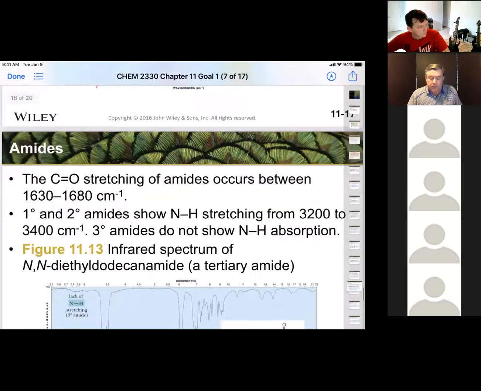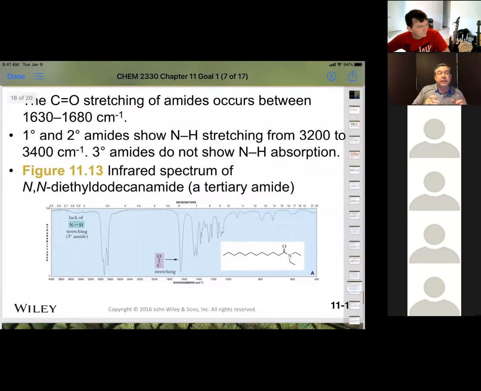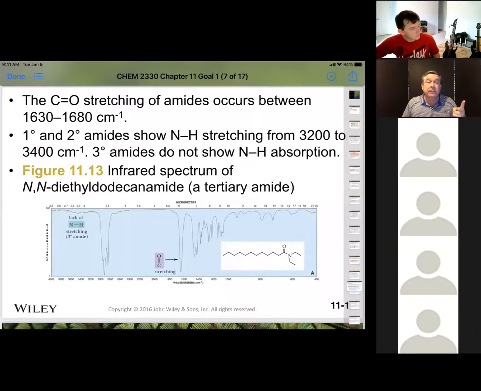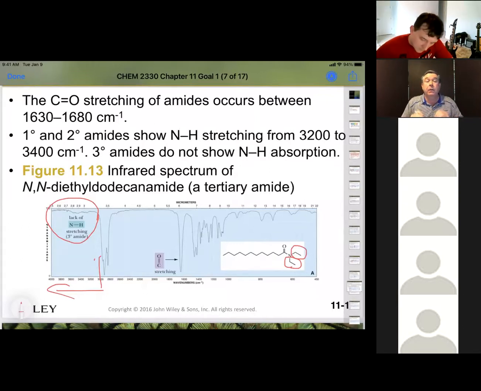Okay, so amides have a carbonyl bonded to a nitrogen, right? But it follows the same rules as the amines do. If it has 2 hydrogens on it, it'll have 2 peaks in the high range. If it has 1 hydrogen on it, it'll have 1 peak in that high range. If it has no hydrogens on it, it won't show up there. So what if I told you this was an amide, but there are no peaks up here? What that means is that you're going to have 2 groups with carbons on them attached to your nitrogen and no hydrogens. So let's look at our 3000 again.